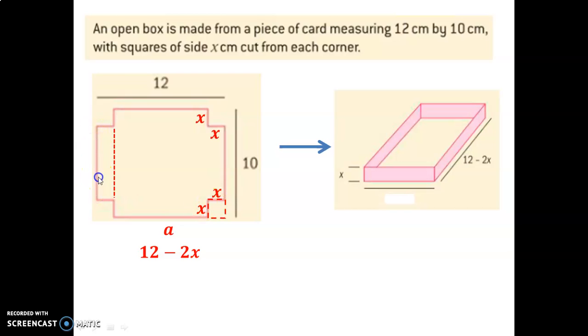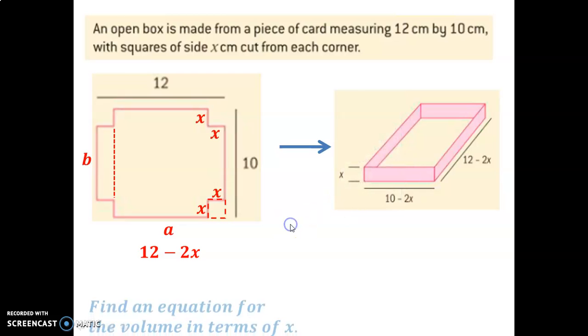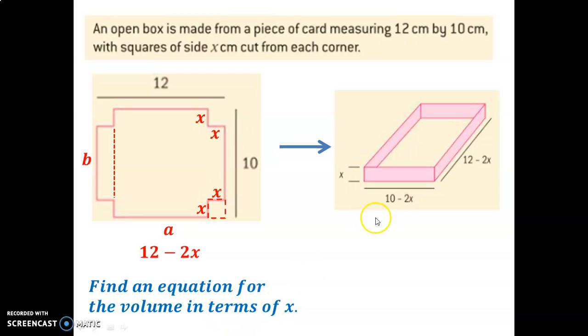How about this other side? How long would this be here? Okay, so that's 10 minus 2x. The same process, 10 minus the 2x's, we get that length here. So now we know when we fold those, the box has these dimensions: 10 minus 2x, 12 minus 2x, and a height of x. So next question, what's the equation for the volume of the box in terms of x? Write a volume equation for that.